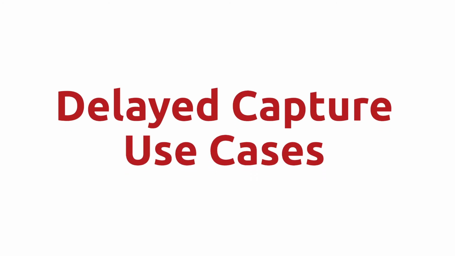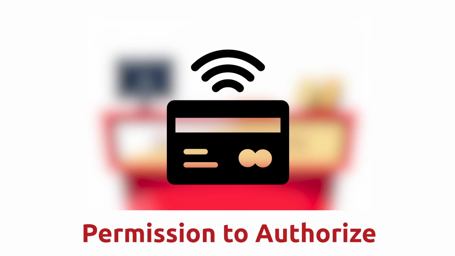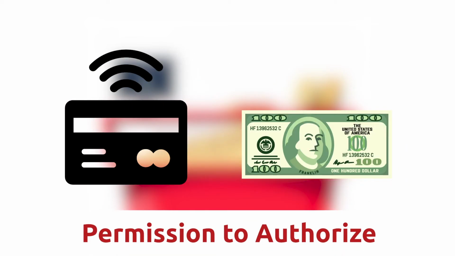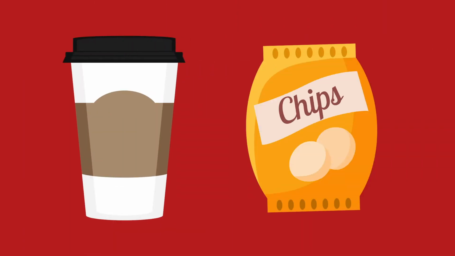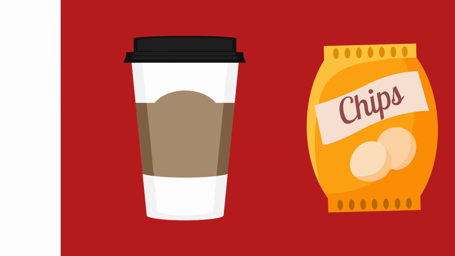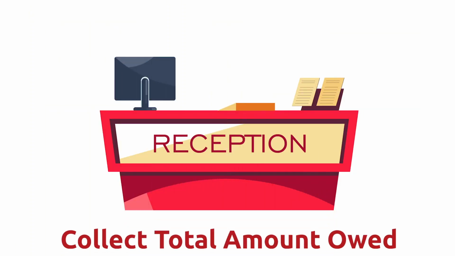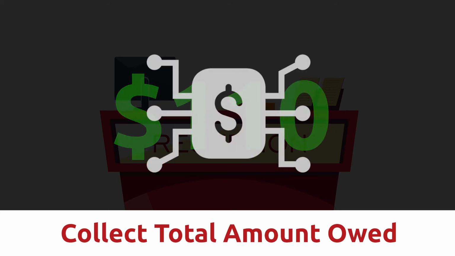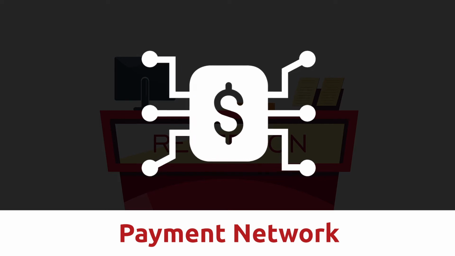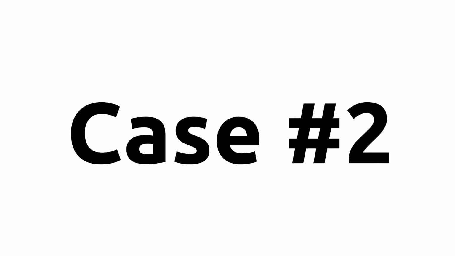Okay, here are 3 delayed capture use cases that you have likely encountered in your day-to-day life. Number 1, when checking into a hotel, you're going to tap your card at check-in. And when you do, you're giving permission to authorize an agreed upon amount on your credit card. Let's say $100 for the room. During your stay, maybe you grab a coffee and you bill it to your room. And then you have a snack from the minibar, and that's also charged to your room's account. And then upon checkout, the hotel will collect the total amount owed, let's say $110. And this is done by sending a capture command to the payment network, which is referencing the authorization from the beginning of your stay.